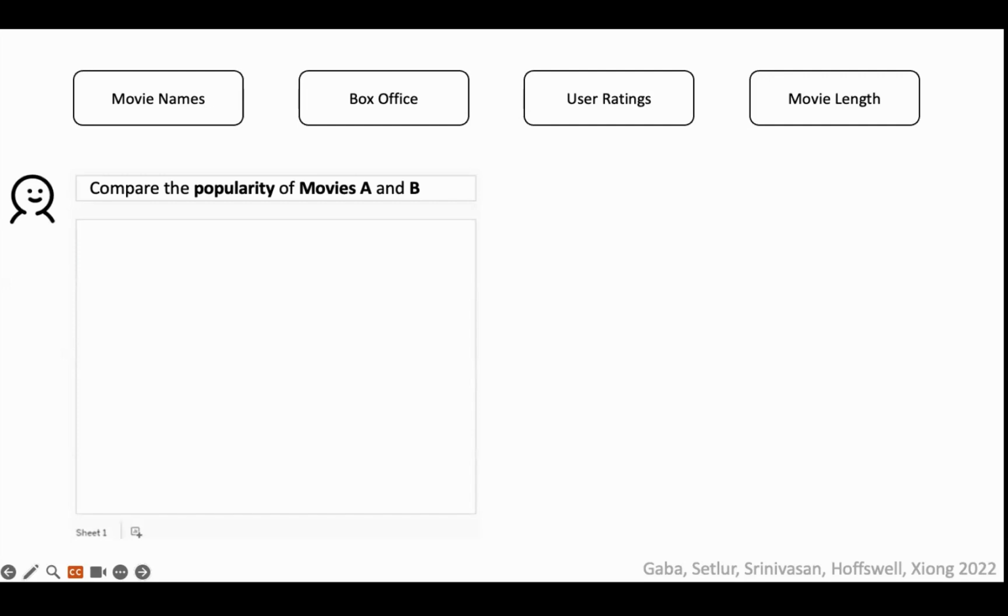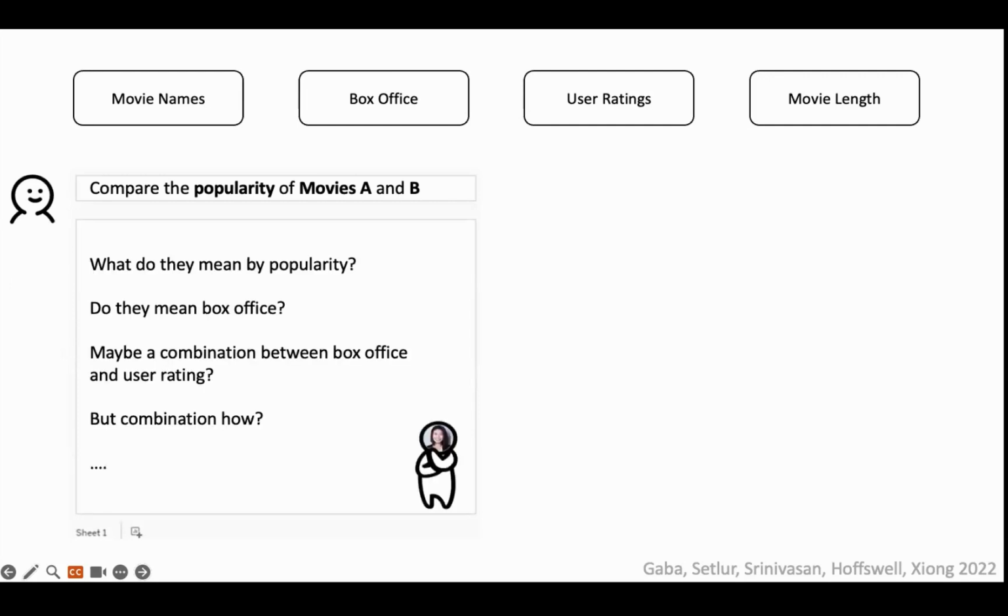You can probably do it, but you don't know what they mean by popularity specifically, right? They could mean box office, that is a measure of popularity. They could mean some combination between box office and user ratings, but you don't know if they would weigh them 50-50 in their head, or maybe it's all box office and very little user rating, right? So that ambiguity in their sentence, in their utterance, is something that you need to formalize in the back end. And without understanding what might be a good formalization of it, it's tricky to implement this in your model.